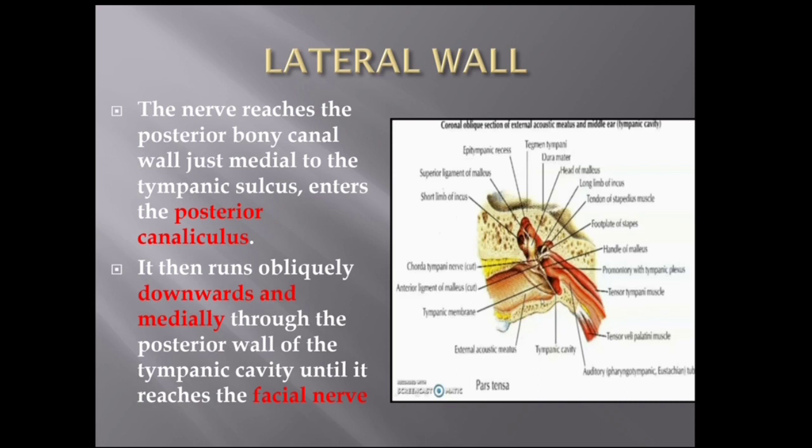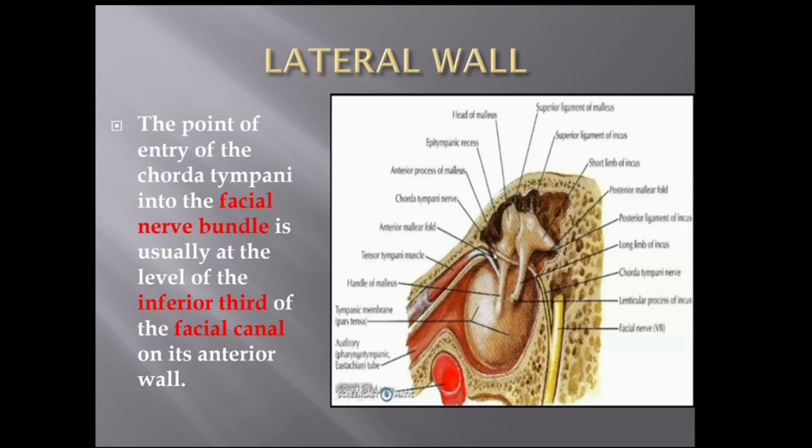It then runs obliquely downward and medially through the posterior wall of the tympanic cavity until it reaches the facial nerve. The point of entry of this chorda tympani into this facial nerve bundle is usually at the level of the inferior third of the facial canal on its anterior wall.